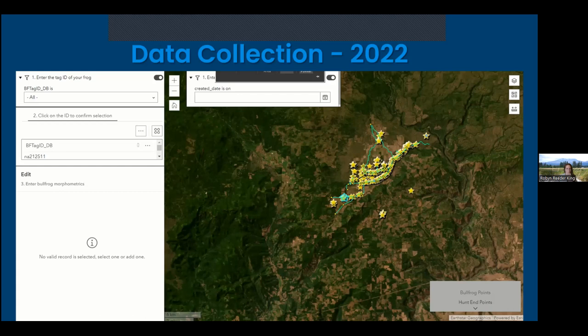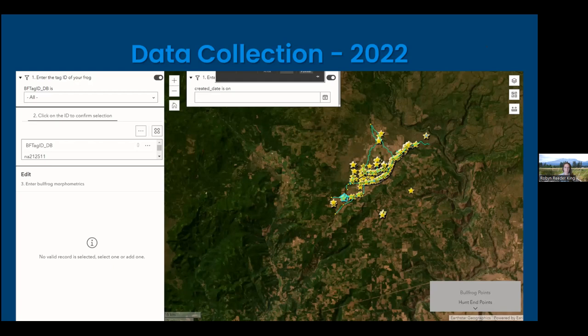And then in this third box below, this edit box, this is where the technicians will enter morphometrics for each frog. So as you can see, we'll make sure that the tag ID corresponds to steps two and one above. And these would normally be empty if I was first entering morphometrics. Same as in previous years, we are entering data for total length, SVL, wet weight, gender, and life stage.